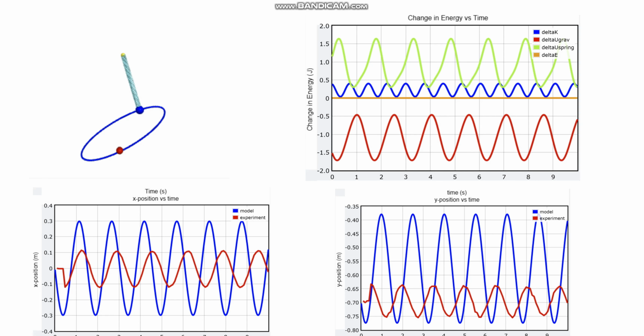Using this coding, these 4 graphs were determined. In the top left, the motion of the spring mass can be seen. In the top right, you can see the changes in energies for kinetic energy, potential gravitational, potential spring, and overall energy. The bottom left graph is the x position versus time for both the model and the experiment, and the bottom right is the y position versus time for both the model and experiment.